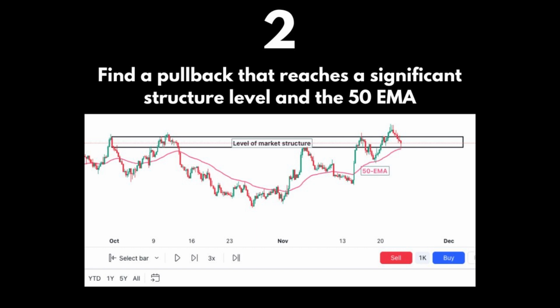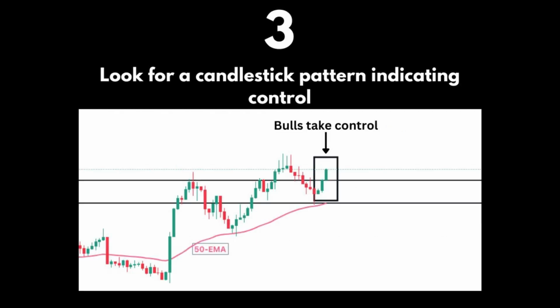So as you can see here, the pullback reaches a significant level of structure or level of support and touches the 50 EMA. Then you'll look for a candlestick pattern that indicates control, either by the bulls or the bears, in this case by the bulls. And this would be a bullish candle closing above the last red candle, or a series of green candles that close above the last red candle. And that's what you can see here too.